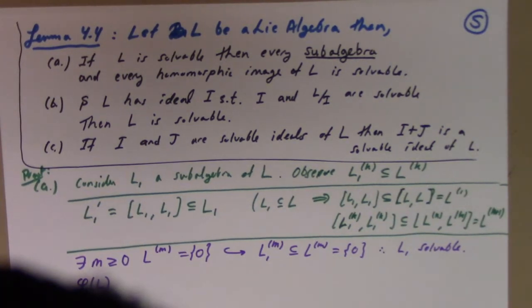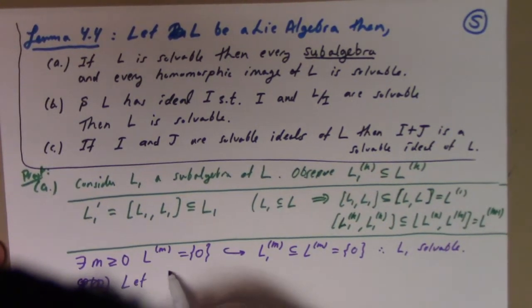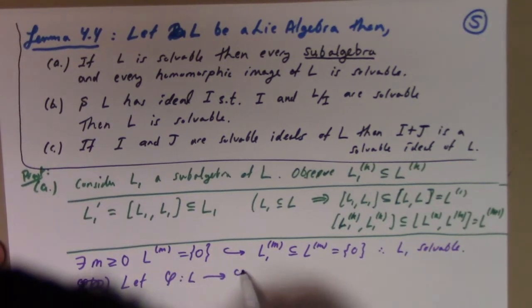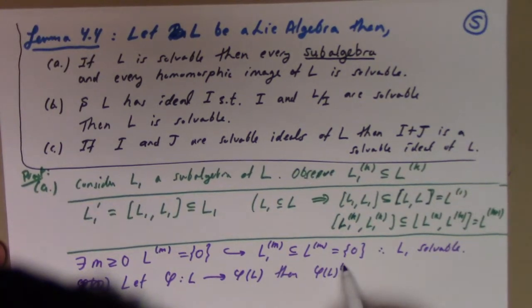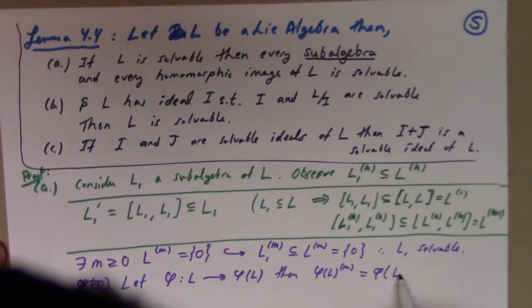We can always take the homomorphism and just redefine the codomain to be its image and make it a surjection. So let phi go from L to phi of L. Aha, surjection. Take that. And if it's a homomorphism, then phi(L)^(m) was equal to phi(L^(m)), right? That was exercise 4.3, but that's phi of 0, which is 0.